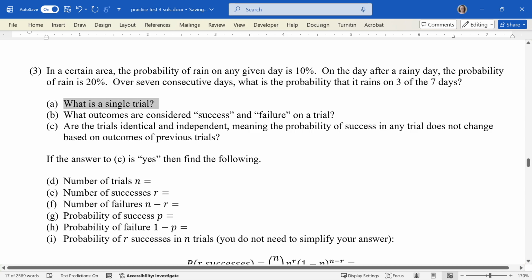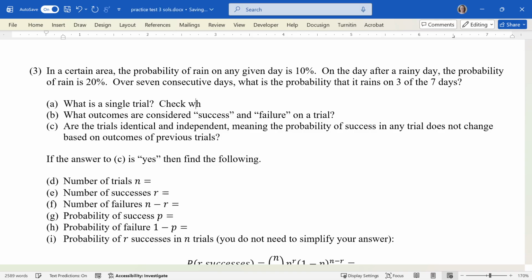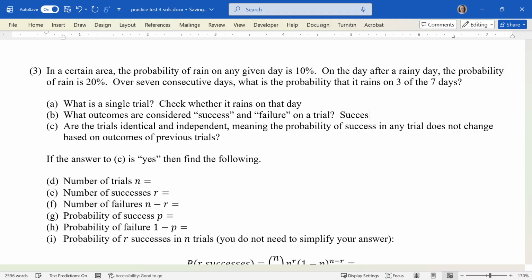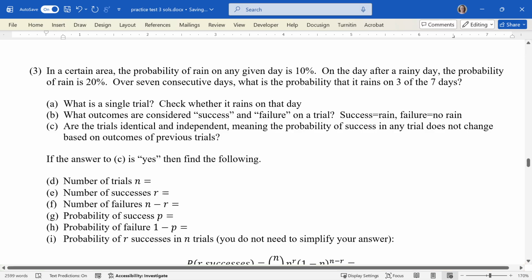Okay, so what is a trial? What are we looking for over and over again? What are we randomly doing? It's not exactly random in this case, but we're checking outside every day. Is it raining? So a single trial is check whether it rains on that day. Okay, then what is a success and a failure? What am I trying to get the probability of? Rain. So success is going to be rain. Failure is no rain.